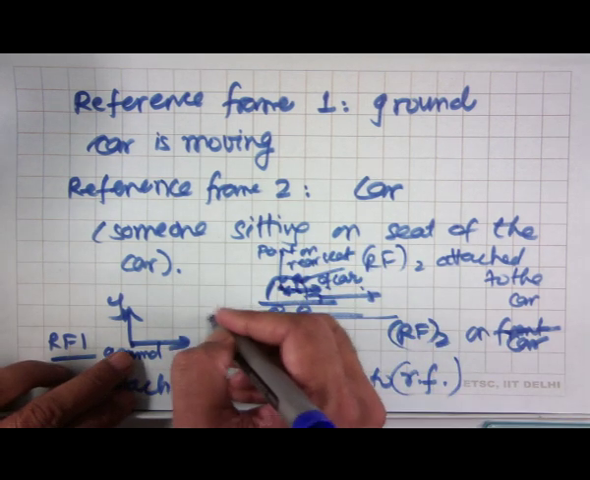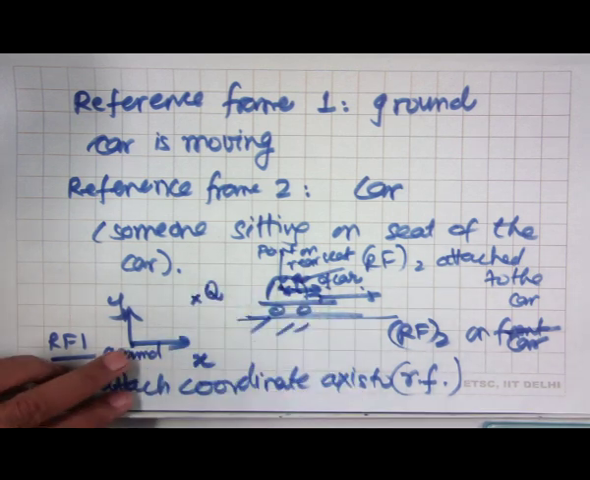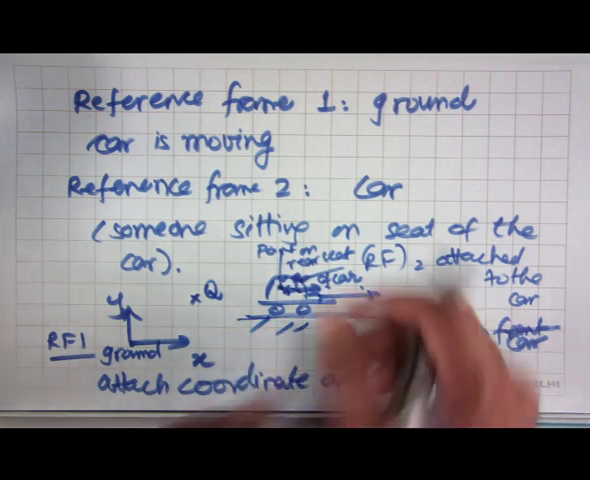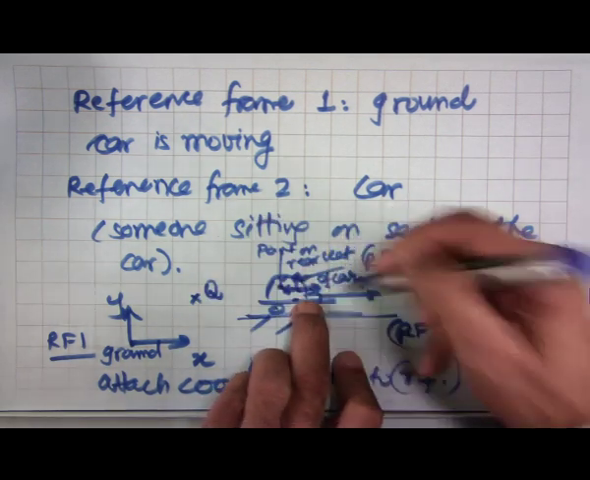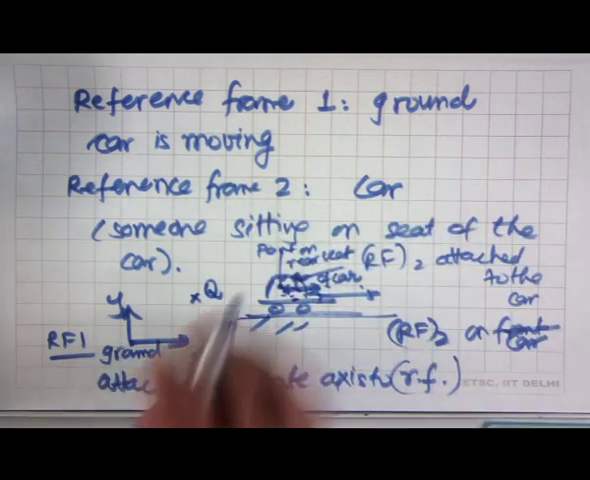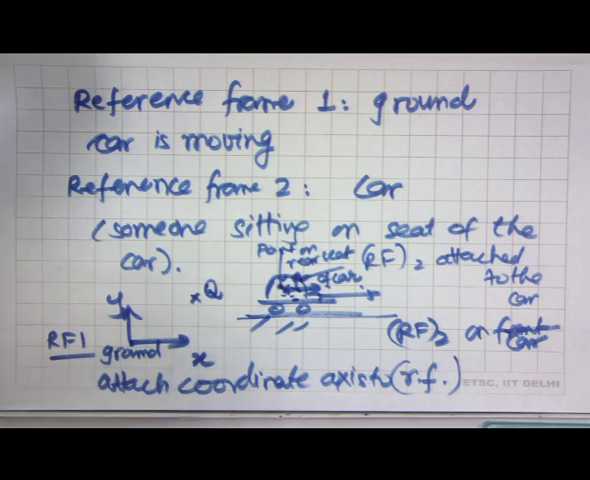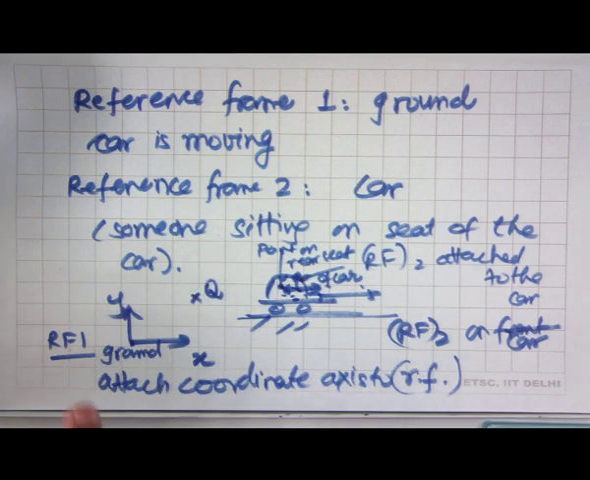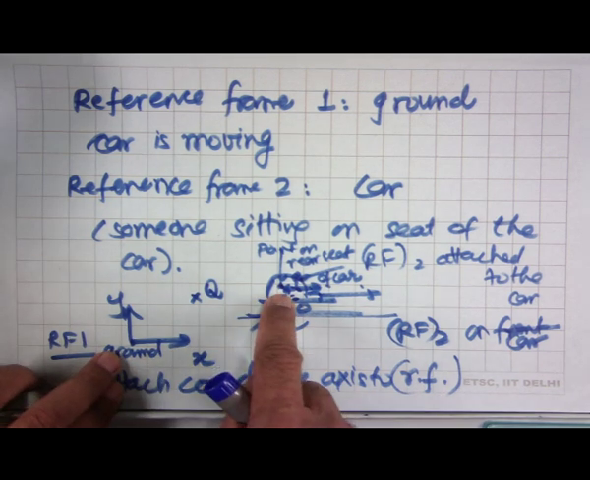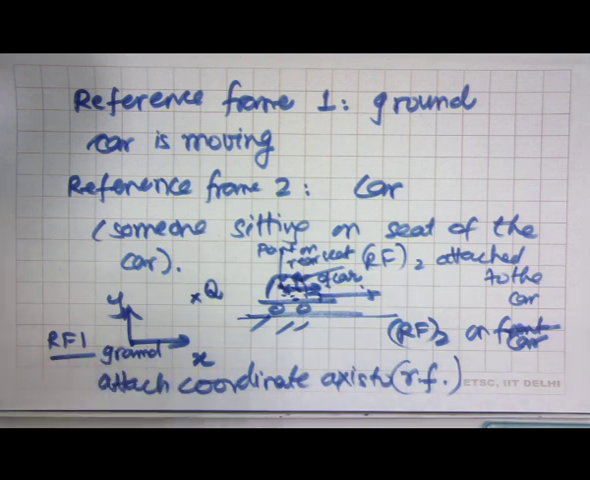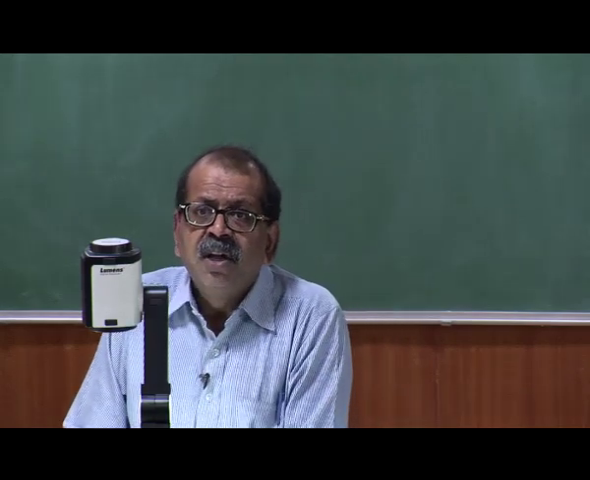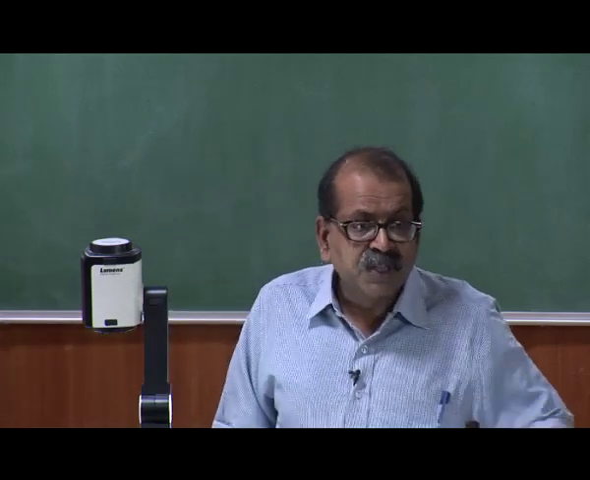Suppose I look at a point Q which is fixed on the ground. Then point Q from reference frame 1 will not appear to be moving at all. Whereas if I look at this point Q from the car, then as the car moves, the point Q will appear to move. So point Q, which is fixed with respect to reference frame 1, is moving with respect to reference frame 2, and point P, which is moving with respect to reference frame 1, is fixed with respect to reference frame 2. Therefore, all these measurements of position vectors are always with respect to a reference frame.